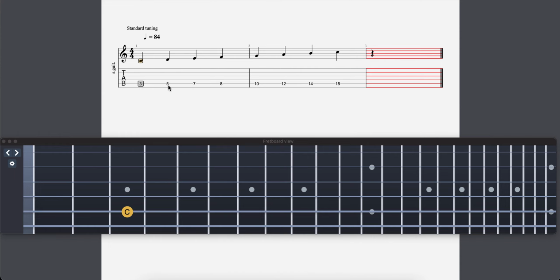Obviously, feel free to try this on your own guitar. 3rd fret, 5th fret, 7th fret, 8th fret, 10th, 12th, 14th, 15th. And I'm going to play this for you. Okay, now that's how it looks on one string.